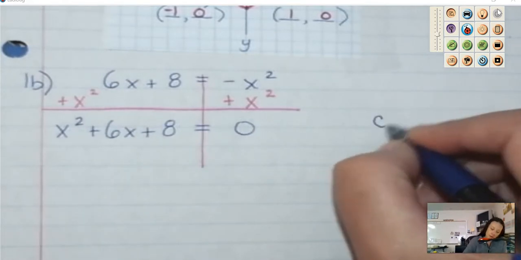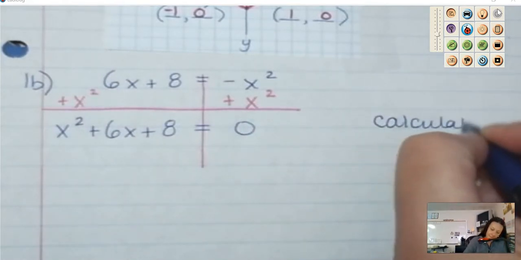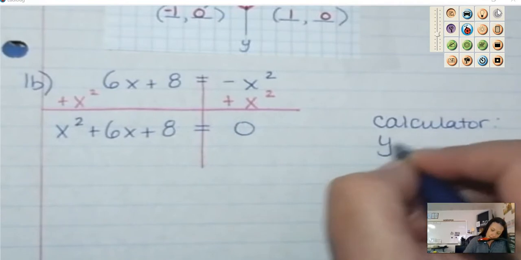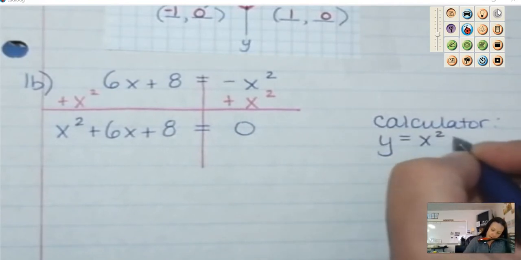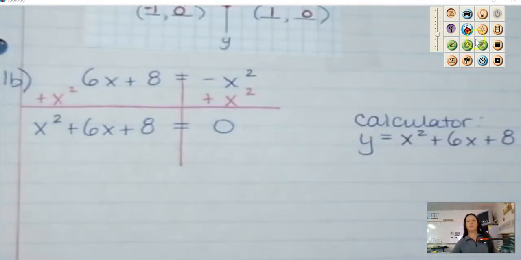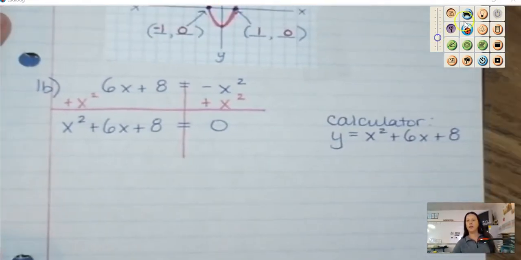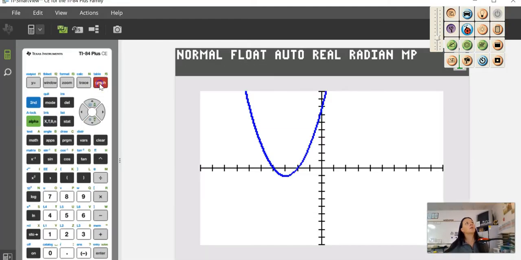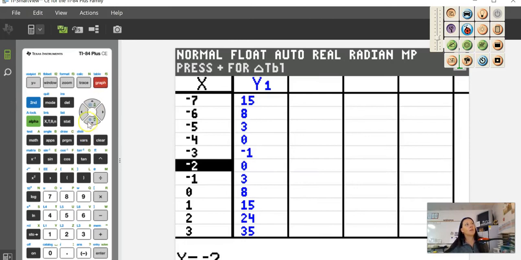So in your calculator, you'll type it in as y equals x squared plus 6x plus 8. Okay, go ahead and graph that. Okay, so for your graph, you had to go into the table. You had to make sure you scrolled up because you can see that the vertex, if you look at the y's, you look at where the y's are repeating and find that middle.